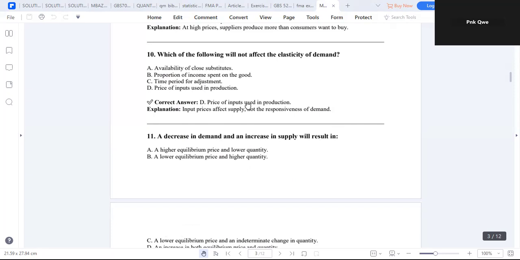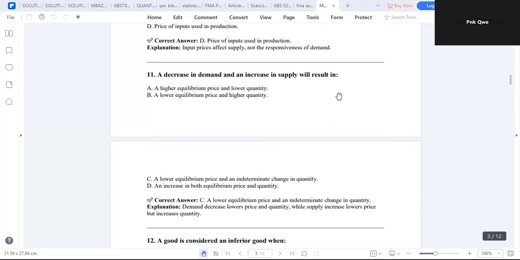Question 11: a decrease in demand and an increase in supply will result in A, higher equilibrium price and quantity, B, lower equilibrium price and quantity, C, lower equilibrium price and indeterminate quantity, or D, an increase in both equilibrium price and quantity. So the answer is C. Why is the answer C? You must understand the principles underpinning those things. So are we together?